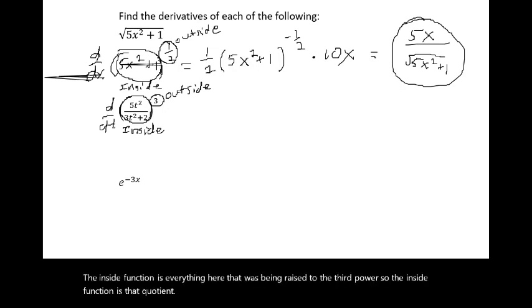So overall, since this is a function composition, you will need chain rule. Now within chain rule, when you get to the derivative of the inside, you are going to need quotient rule to take the derivative of the inside.